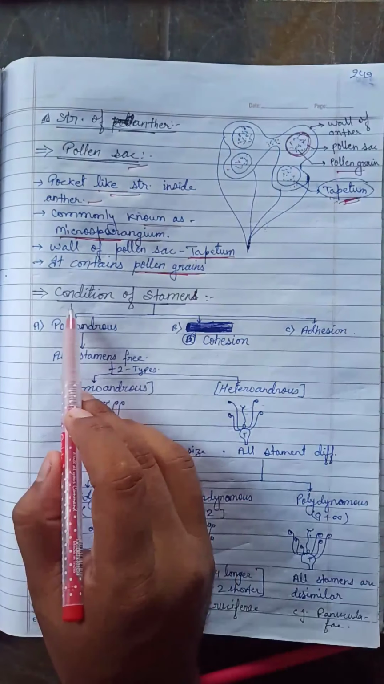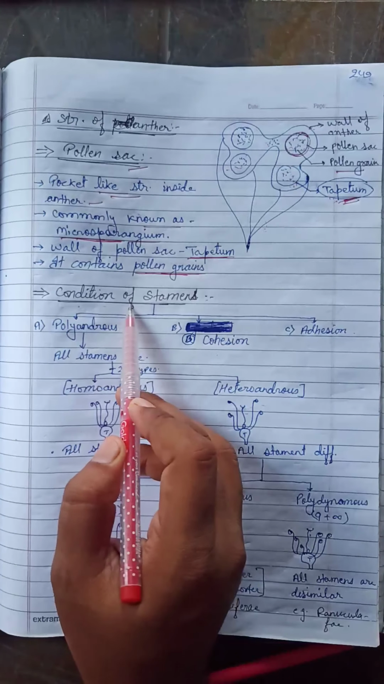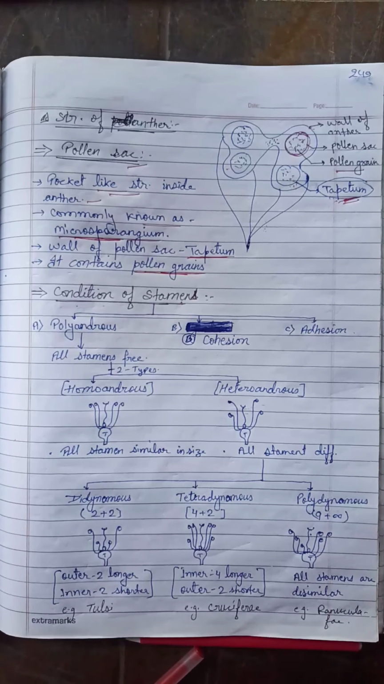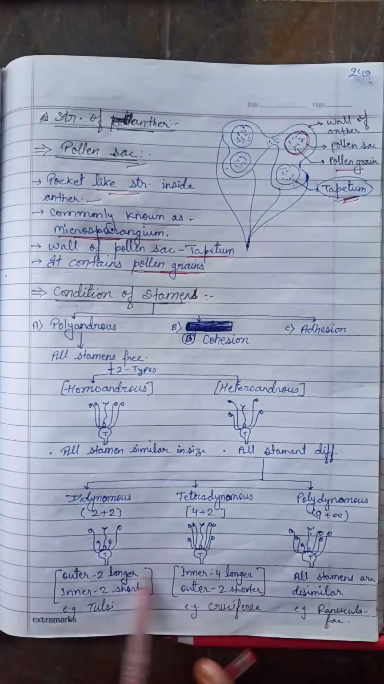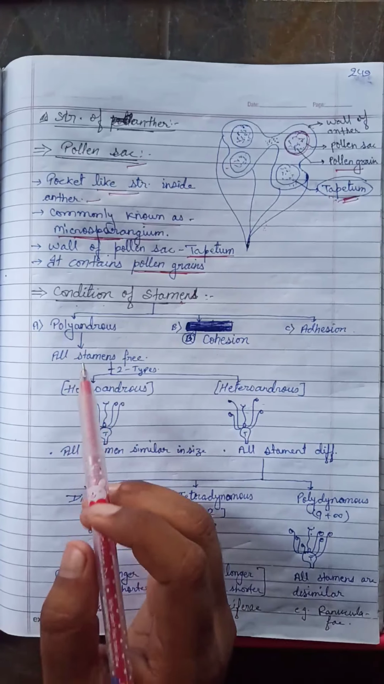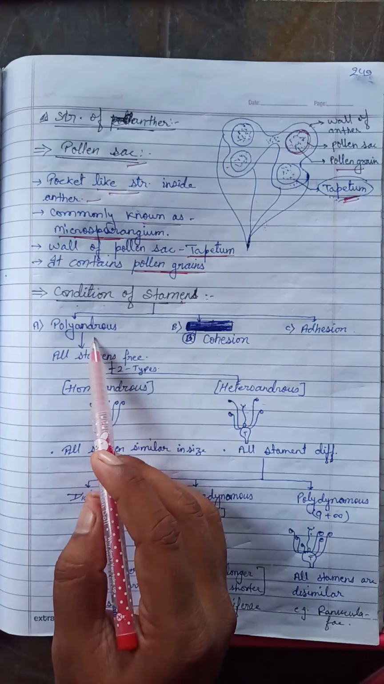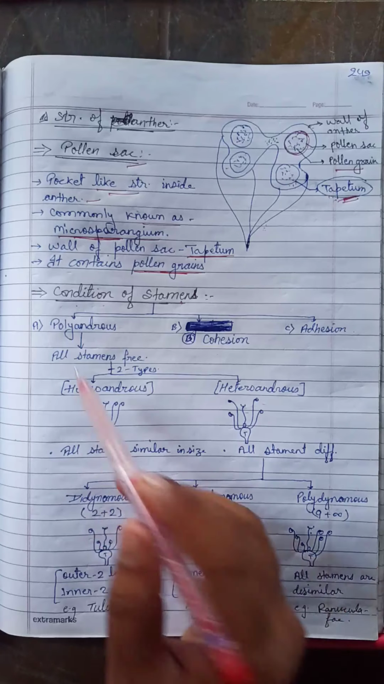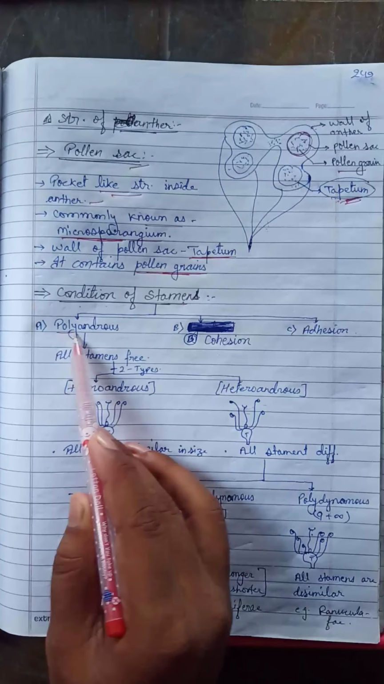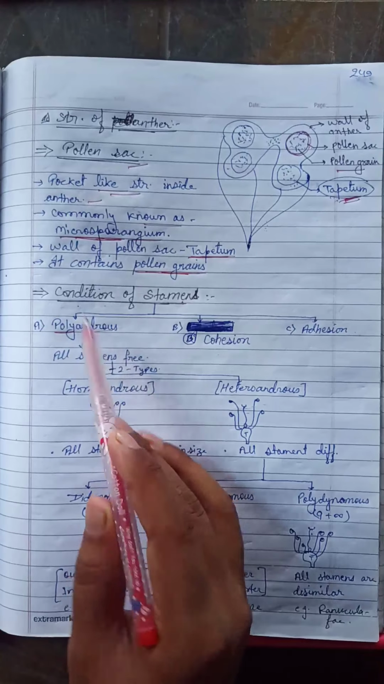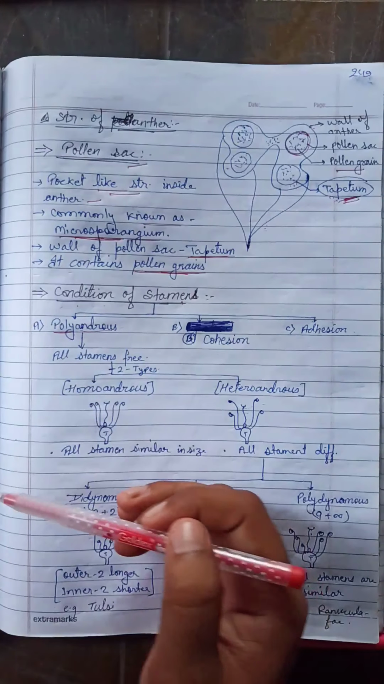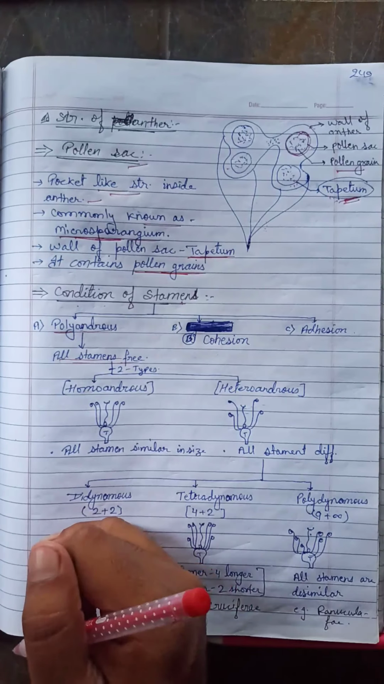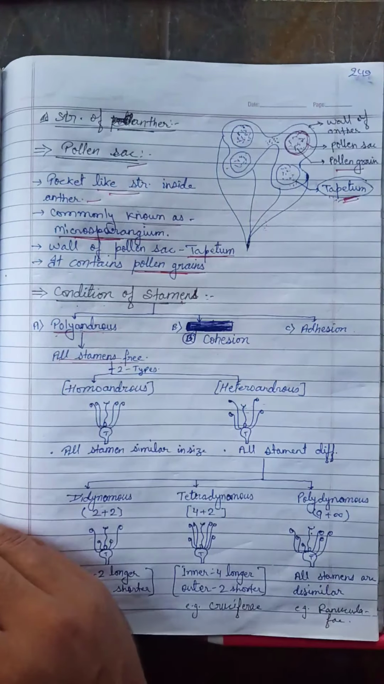And now, what about the condition of stamens? The condition of stamens has three different types. The first one is polyandrous, the second one is cohesion, and the third one is adhesion. In polyandrous, poly means many and androus means stamens, many stamens, and all stamens are found free. That is called polyandrous.